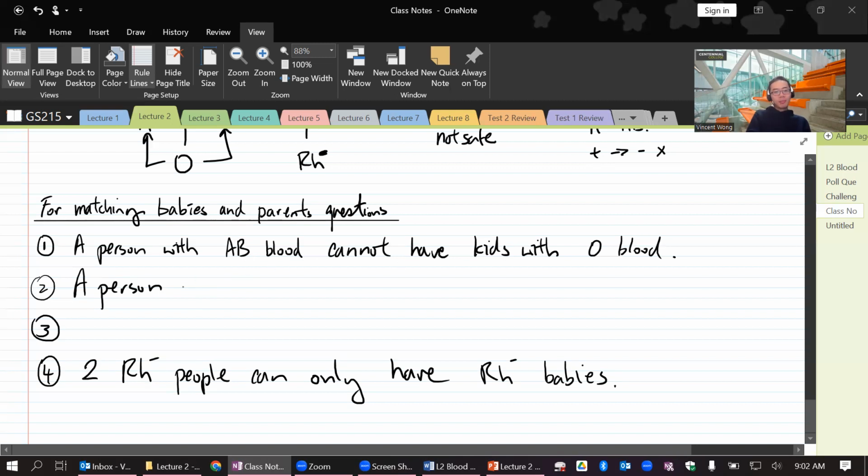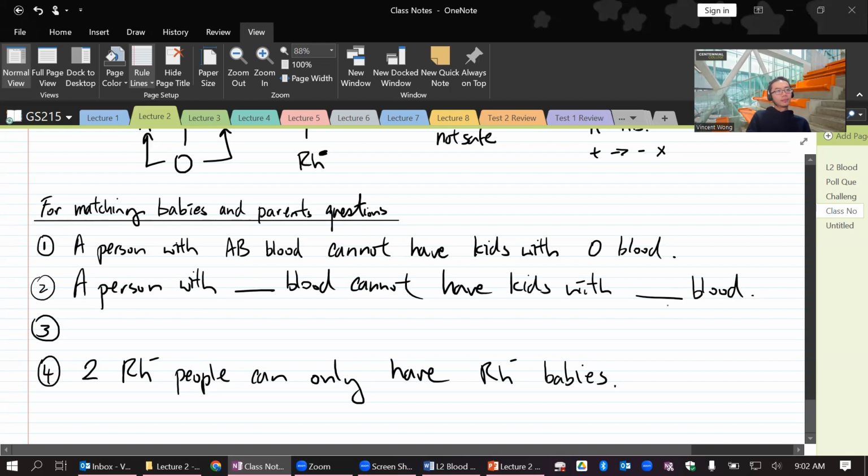Another one that's along this line: a person with what kind of blood cannot have kids with what kind of blood? A person with O blood cannot have kids with AB blood. That's right. The converse is true, right? The opposite is true. If a person has type O blood, they are little i, and in order for them to have a child with AB blood, you have to contribute either an IA or an IB, right? Do you understand?